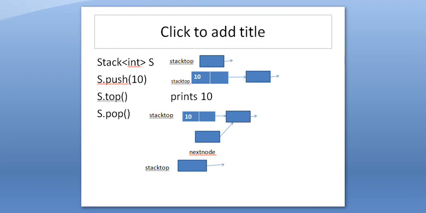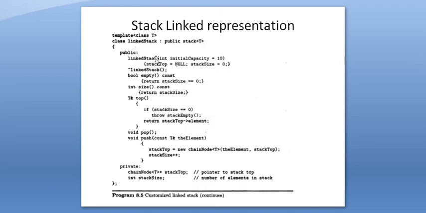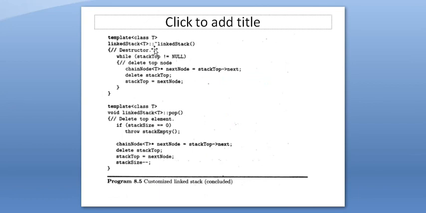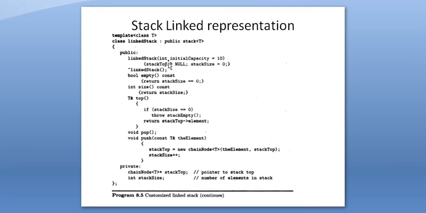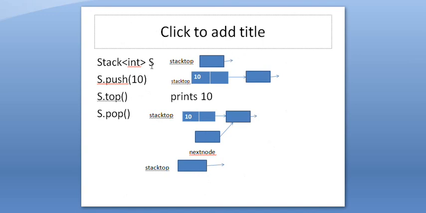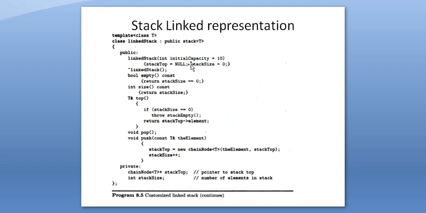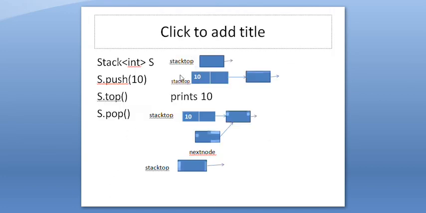So when we go back here, you have the constructor defined here. You have created an object with no argument, so the default constructor with argument 10, initial capacity 10, will be called. This function is executed and it will create stack top. So stack top is equal to null implies this is what the pictorial representation looks like.